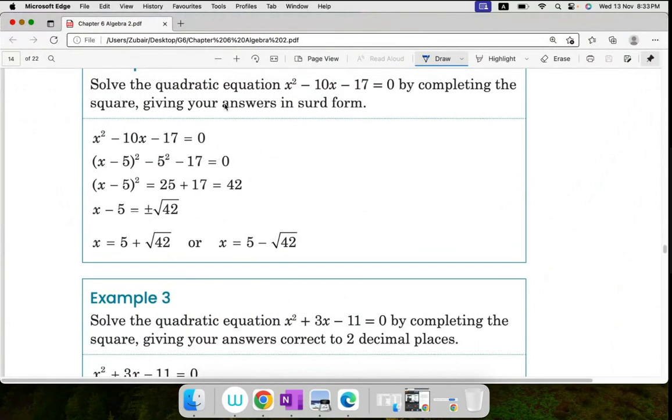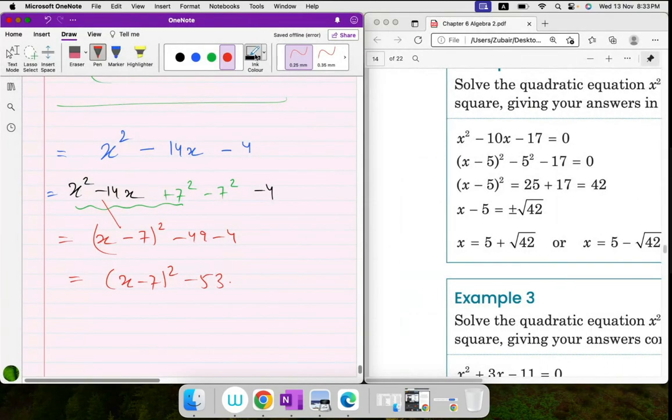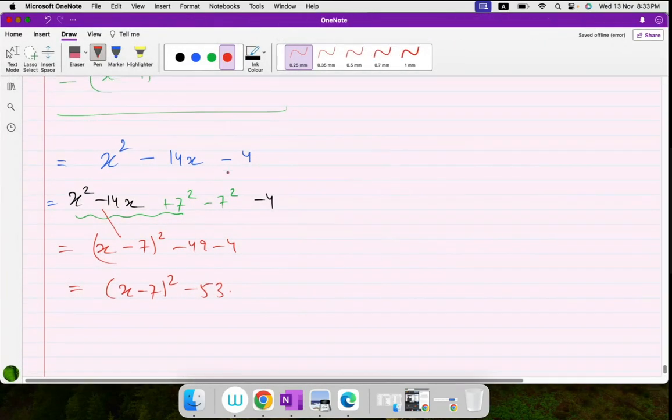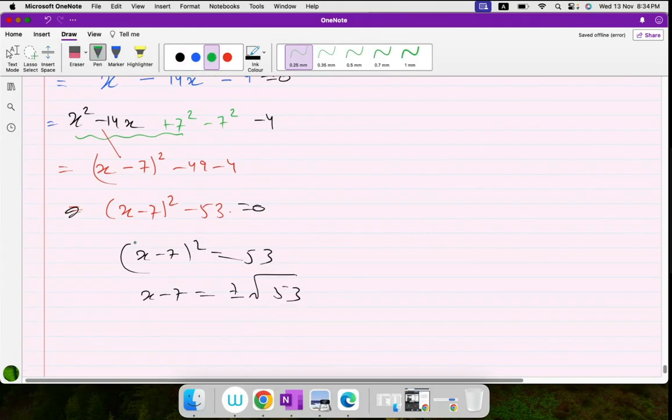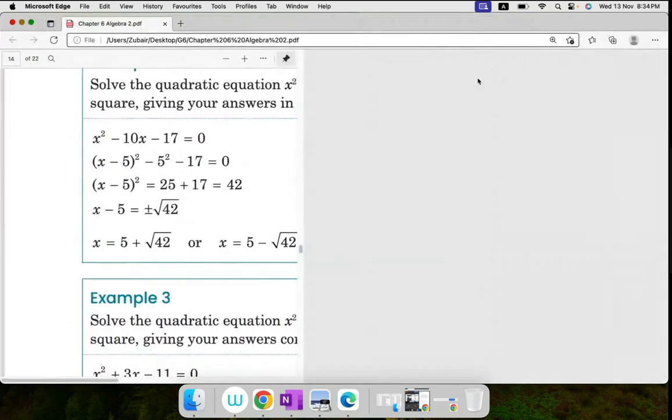So the question says solve the quadratic equation. Now the only difference is that we just converted it into completing square form. When we have equations, we'll just write them equal to 0 and we can solve. Like x minus 7 whole squared equals 53, then square root both sides. x minus 7 is equal to plus or minus square root 53. We can take the 7 to the other side, so that's 7 plus or minus square root 53. That is just one extra step. The main focus is completing the square.